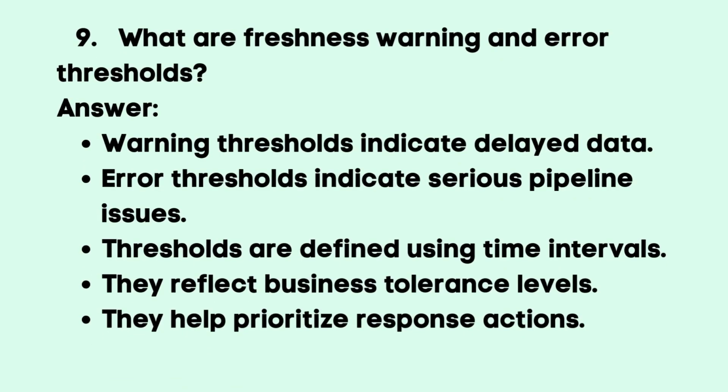What are freshness warning and error thresholds? Answer. Warning thresholds indicate delayed data. Error thresholds indicate serious pipeline issues. Thresholds are defined using time intervals. They reflect business tolerance levels. They help prioritize response actions.